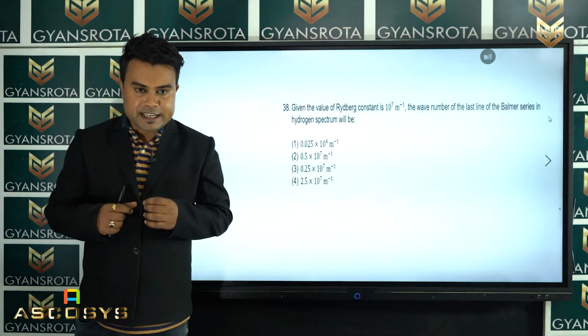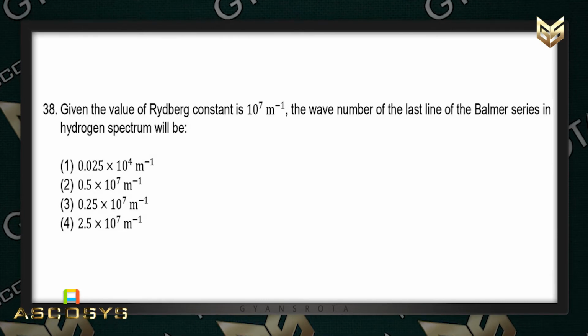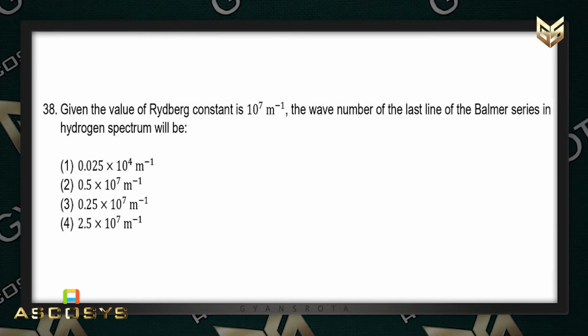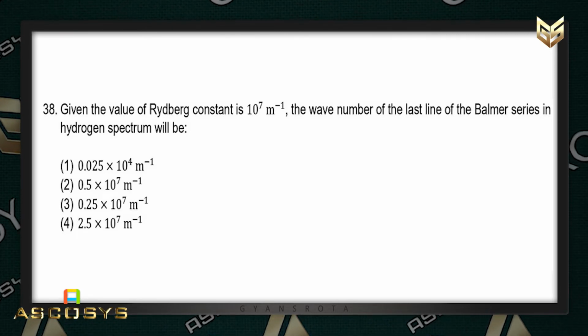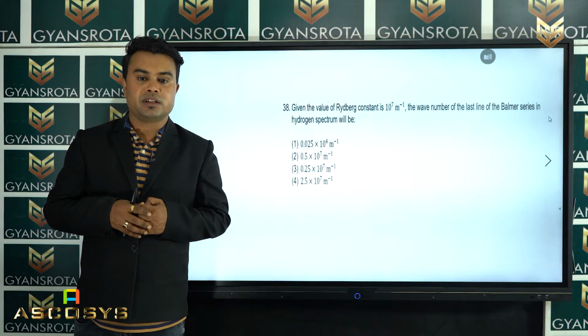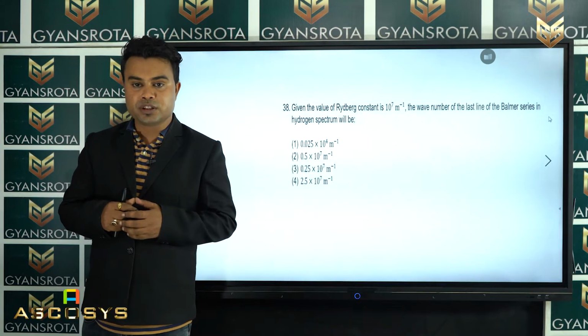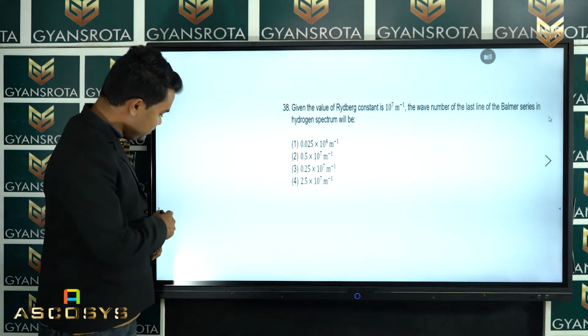Question number 38: given the value of Rydberg constant is 10 to the power 7 per meter, the wave number of the last line of the Balmer series in hydrogen spectrum will be. This is a question from the chapter Atoms and Nuclei. I will just show you the formula, then the rest you can do by yourself.